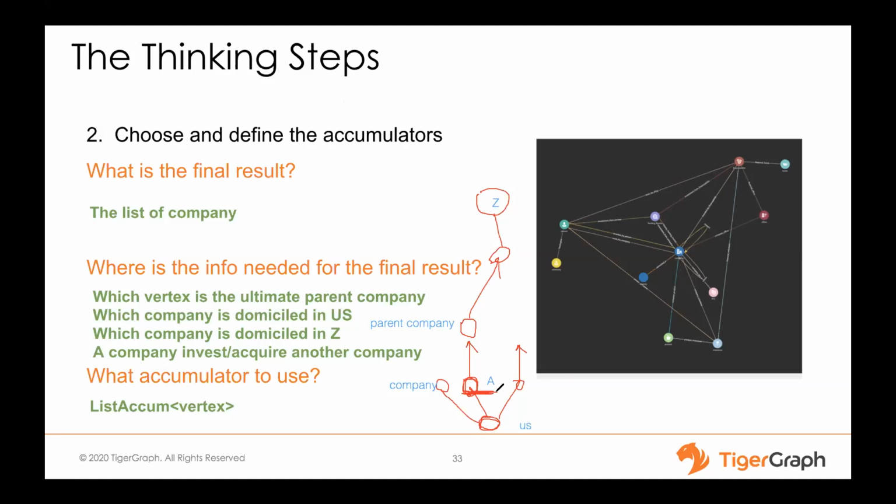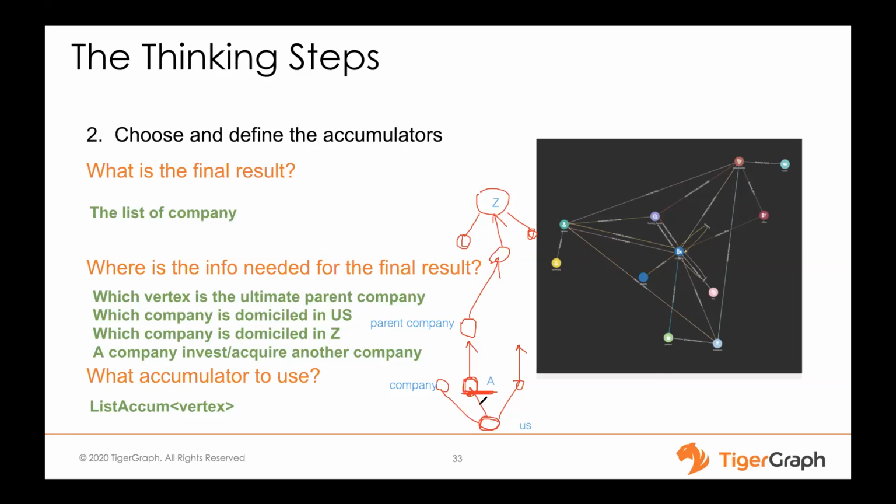So now let's consider how to write a query. If we start from Z, we can easily find all the companies domiciled in Z that are ultimate companies. How do we figure that out? Because it doesn't have any outgoing edge that is being acquired by or invested in other companies, so we know that it's an ultimate parent company. If we start from Z, we can traverse all the way down by following the reverse edge. As long as we find any company domiciled in US, it will be in the result.